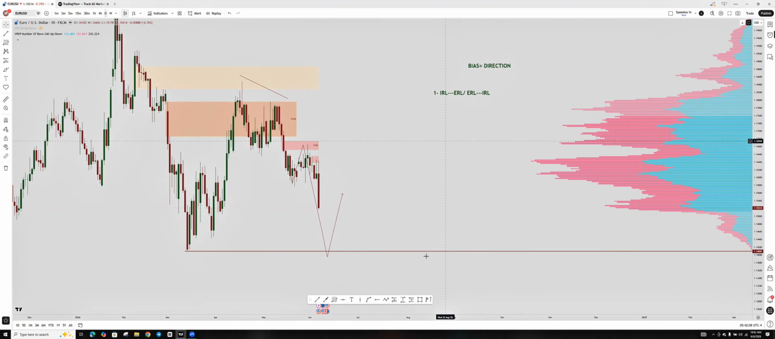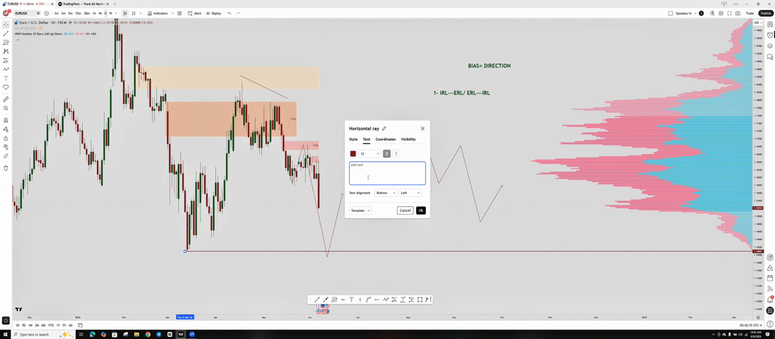An external range liquidity is simply an old high or old low in the market. Like this high is an external range liquidity, this low is an external, this low is an external. Other people might call it buy side liquidity, sell side liquidity, or you simply call it liquidity. For instance, we have an external range liquidity right here. This low is an external range liquidity.